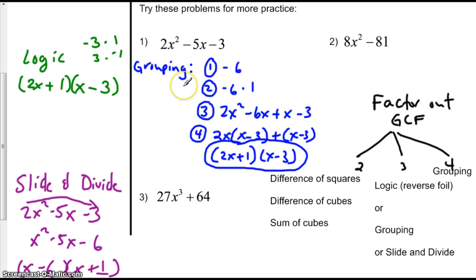And the first one is the grouping that you learned tonight. And remember the steps for grouping. You multiply A times C, so 2 times -3 in this case would be -6. And then you think about what 2 numbers multiply to -6 and are going to add up to -5. So that would be -6 and +1. When you multiply them, they're -6, and when you add them, they add up to -5.